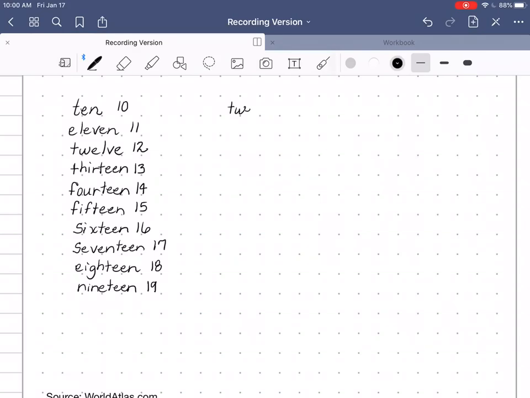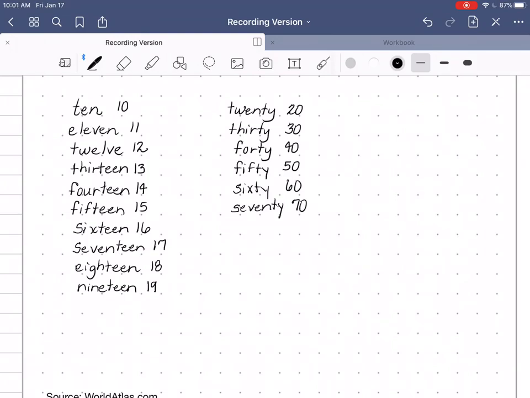And then 20, 30. Be careful with 40. It doesn't look like 14. It's F-O-R-T-Y. 50, 60, 70, 80, 90.